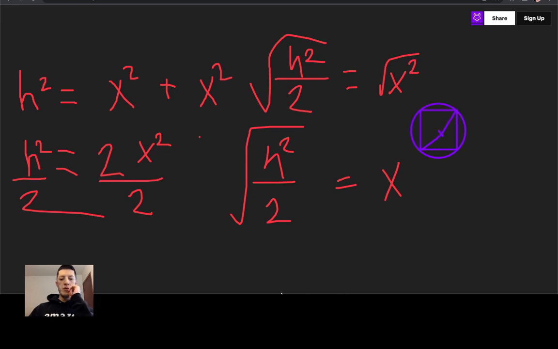What is this right here? Radius is 1. So that's 2. 2 squared.